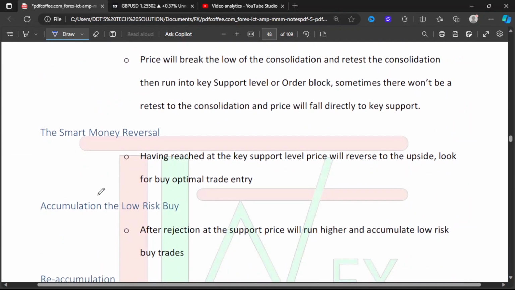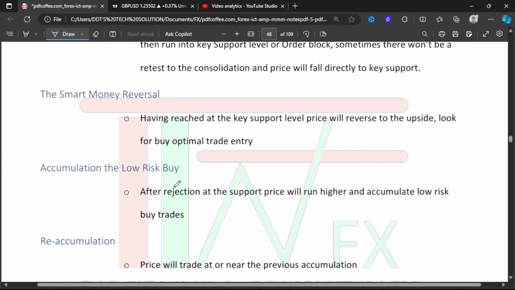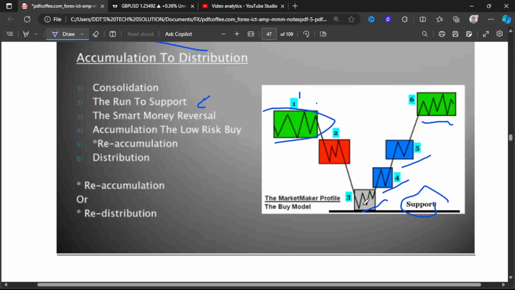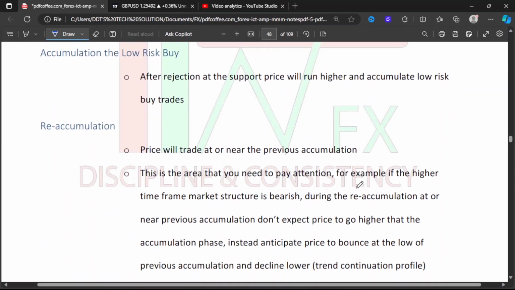Okay, so don't worry. Then we have the accumulation, low risk buy. That is after rejection at the support, price will run higher and accumulate low risk buy entries. That is the number 4 here, as price failed to break, it comes out and accumulates again.